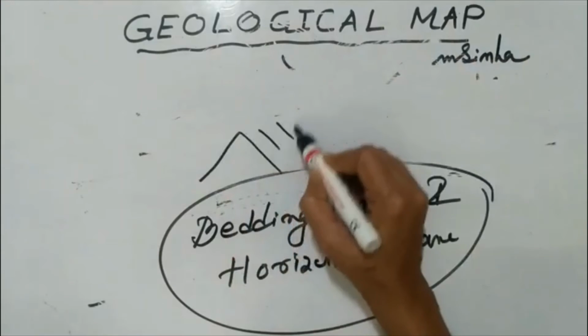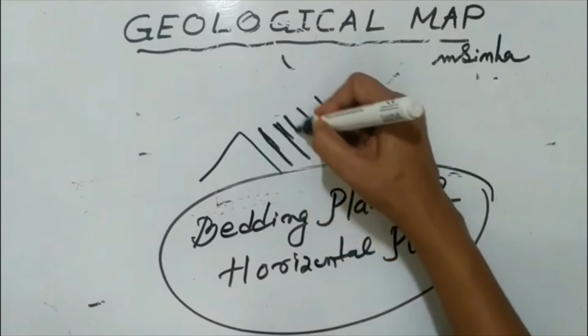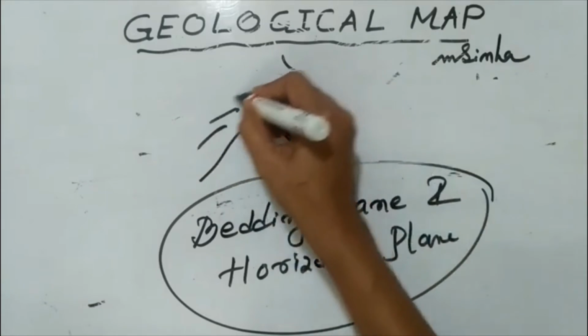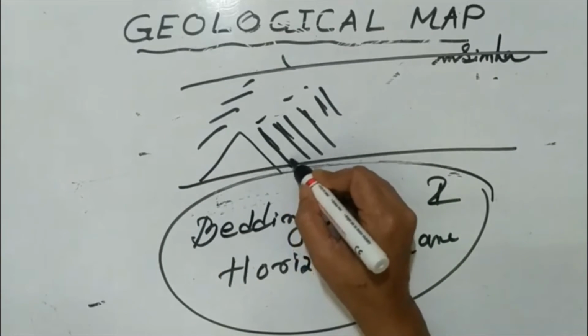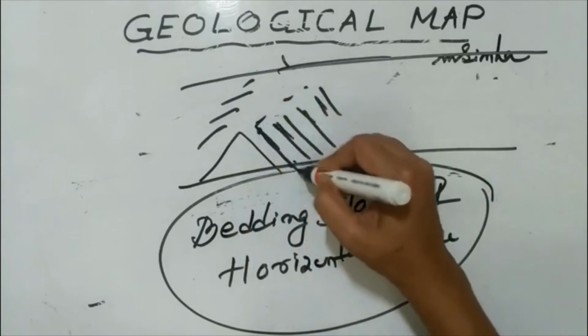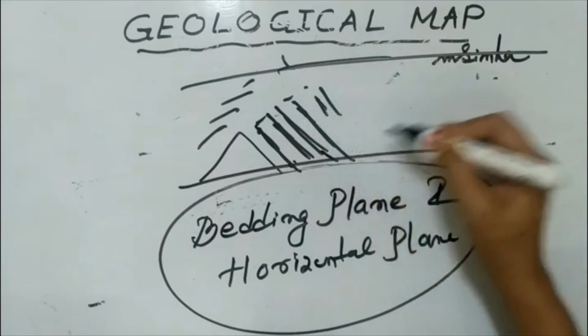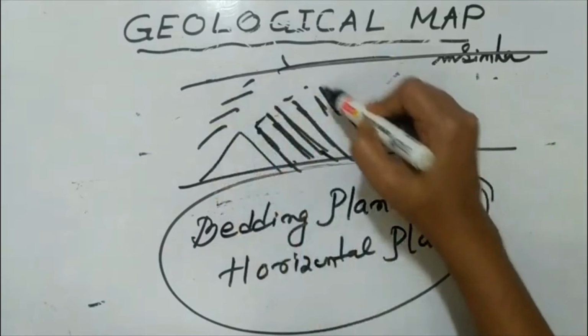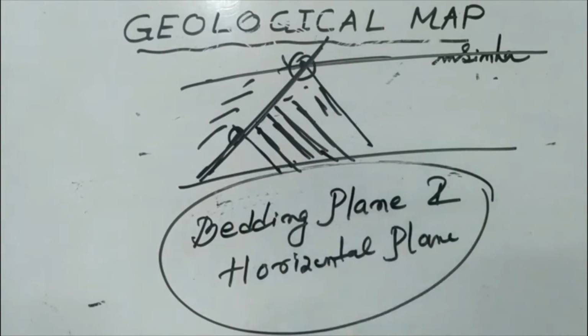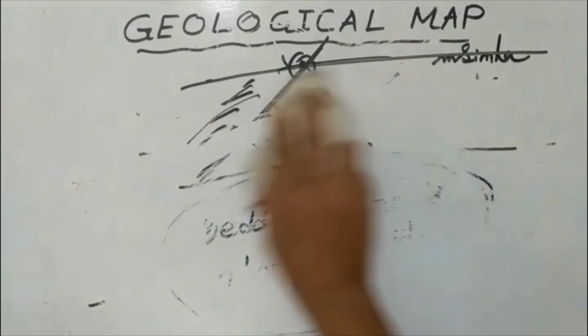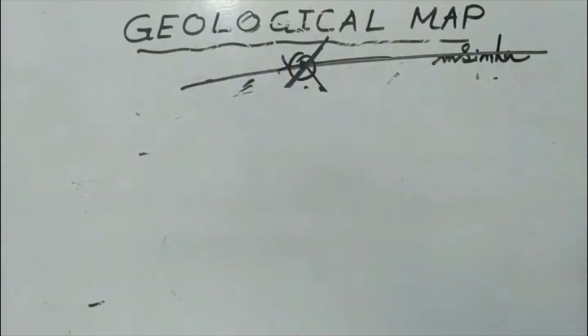Suppose this is a hilly region with lots of inclined bedding planes, and this is a horizontal plane. All the bedding planes intersect with the horizontal plane. Here they intersect with that plane and here they intersect with that plane. That line is known as the strike line. So the line where the bedding plane and horizontal plane intersect is known as the strike line. Strike line is the direction line.